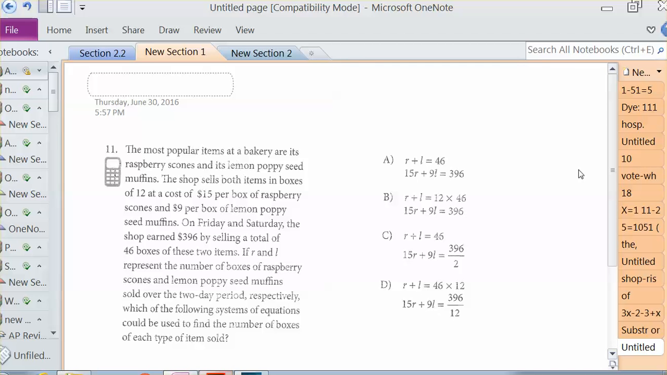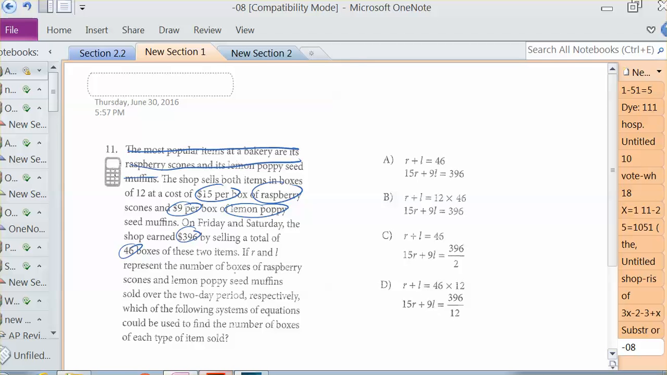But let's read the problem first. The most popular item at a bakery are its raspberry scones and lemon poppy seed muffins. Yeah, I don't care what's popular at a bakery. So let's just get rid of that. We want numbers, right? The shop sells both items in boxes of 12 at a cost of $15 per box for raspberry, okay, $9 per box for lemon poppy. Friday and Saturday, the shop earned $396 by selling a total of 46 boxes, okay.